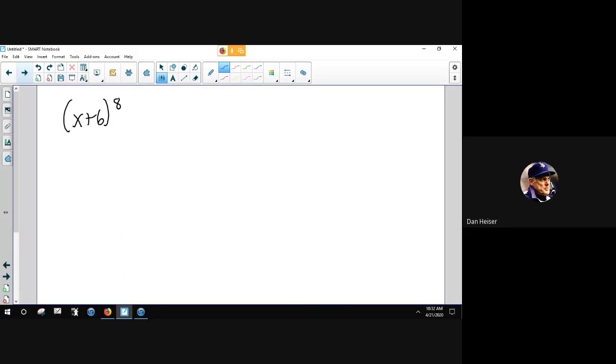Next problem. X plus 6 to the 8th power. And again, I'm not going to go all the way. I'll just do a few terms to get you started. X gets all the powers. 6 gets nothing. Now we have 8C1. There's the Pascal's triangle contribution. We're in the 8th row of Pascal's triangle. So here's our 8C1. X gets 1 less. 6 gets 1 more.